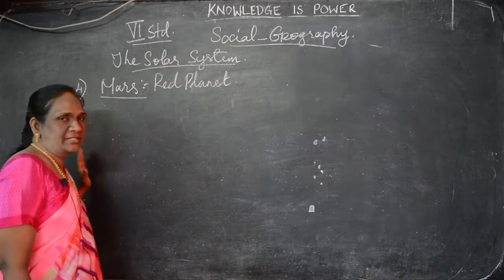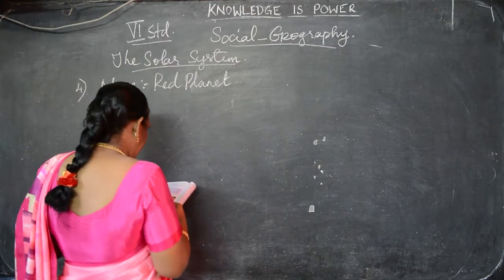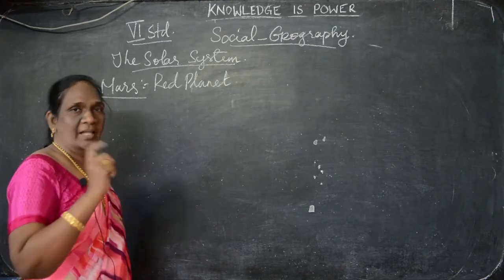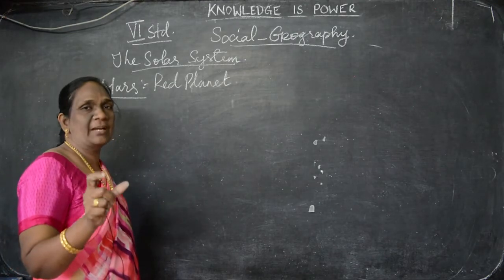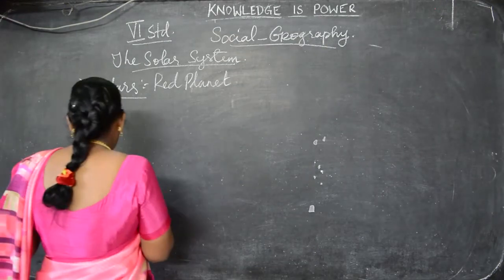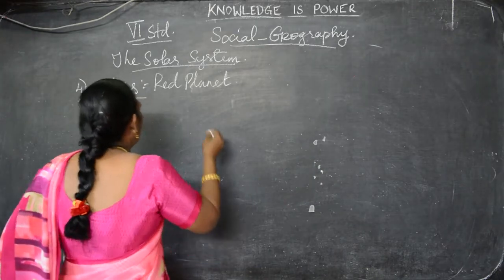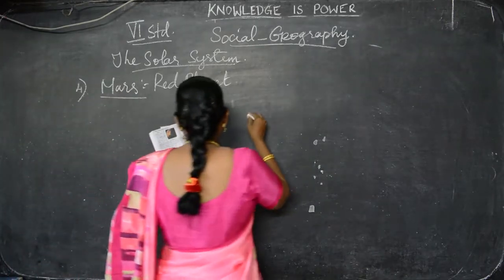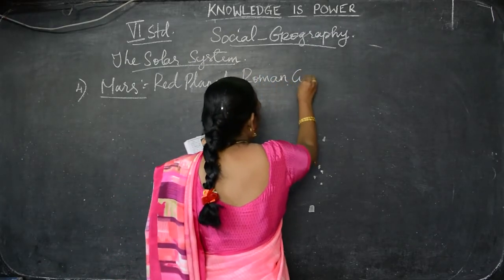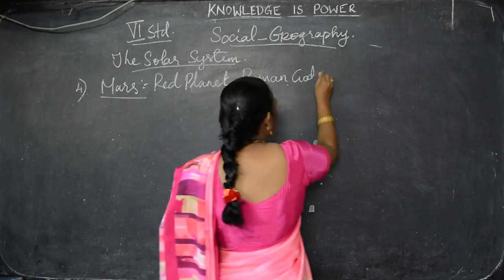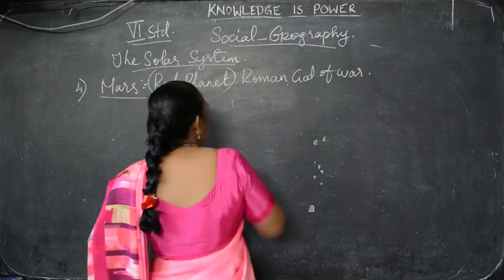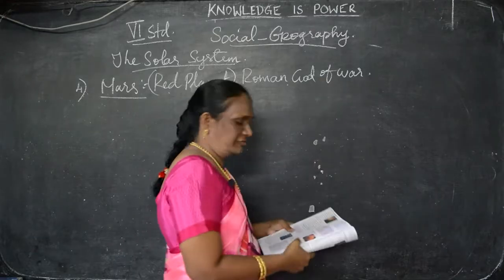Among all the planets, Mars is the 4th planet and it is the second smallest planet next to Mercury. Mercury is the smallest planet among the planets, and the second smallest planet is Mars. This is called the red planet. And this Mars is named after the Roman god of war.